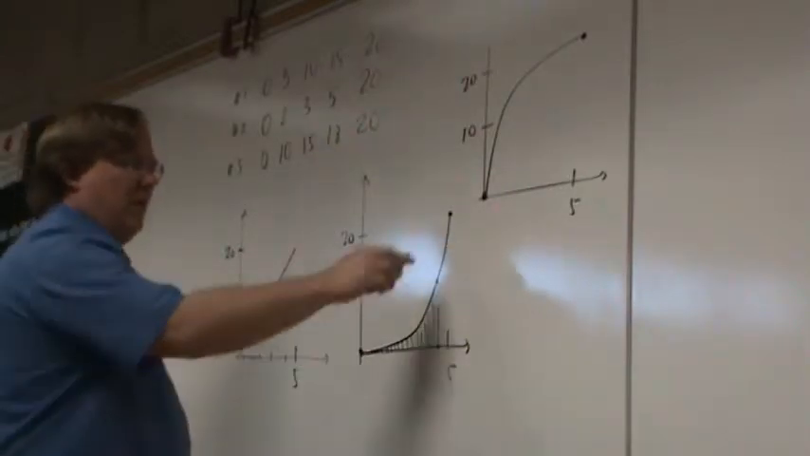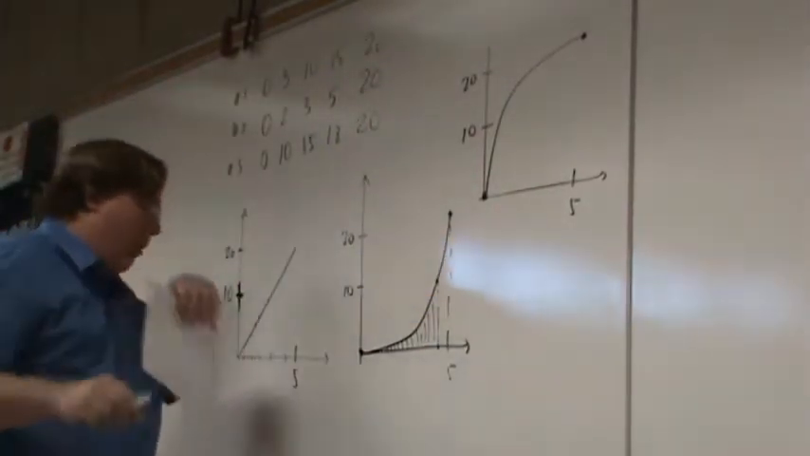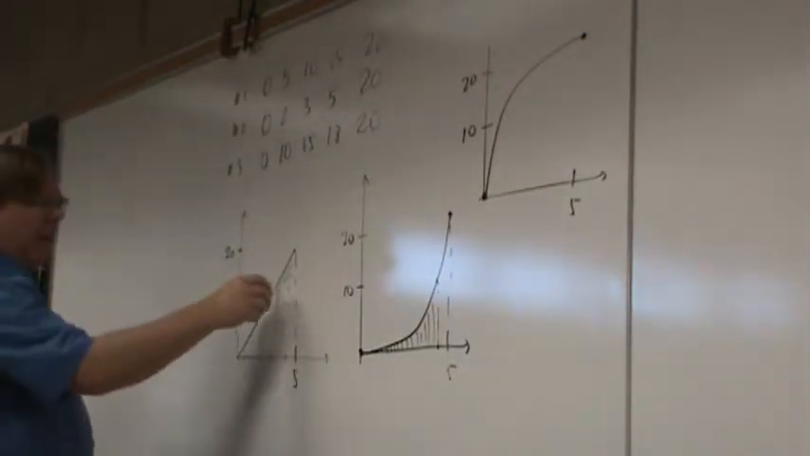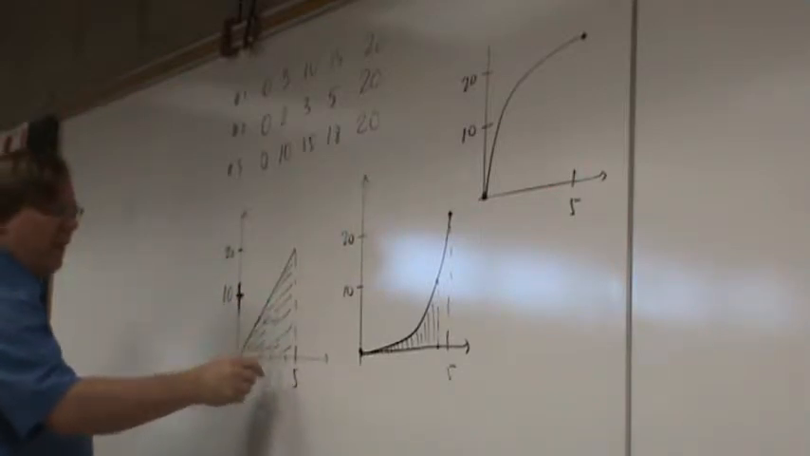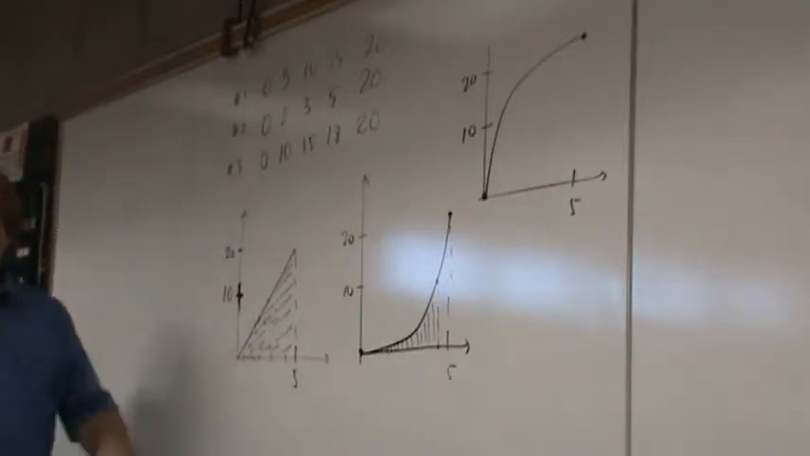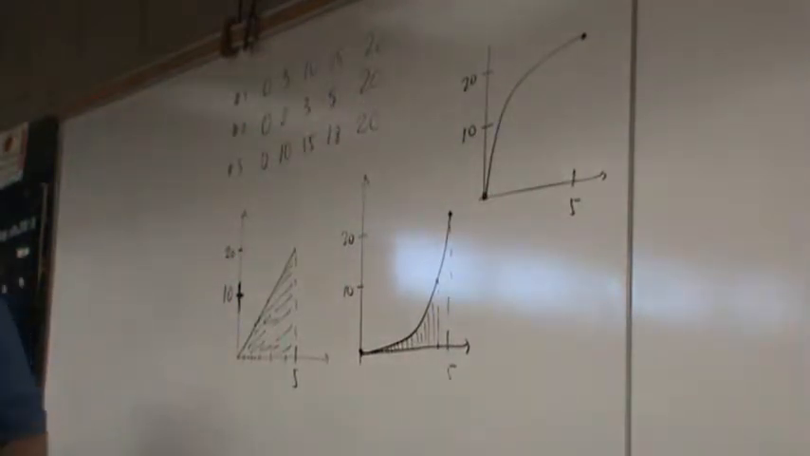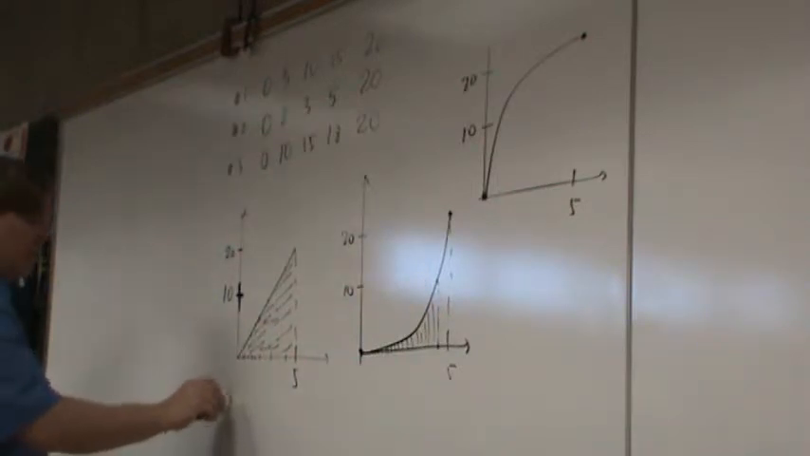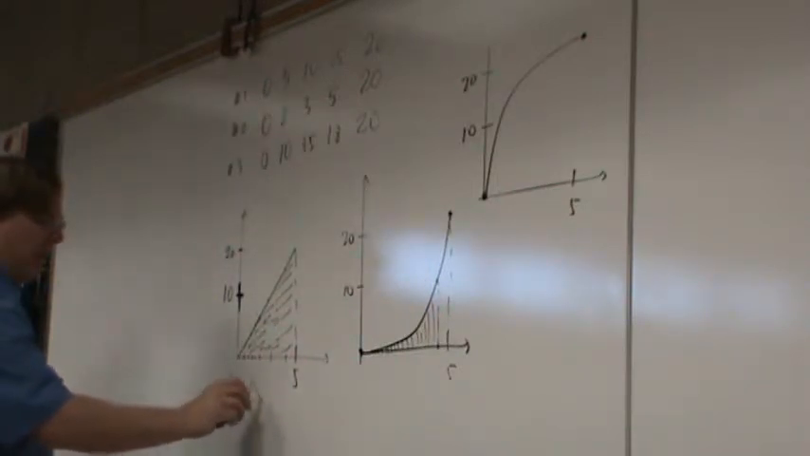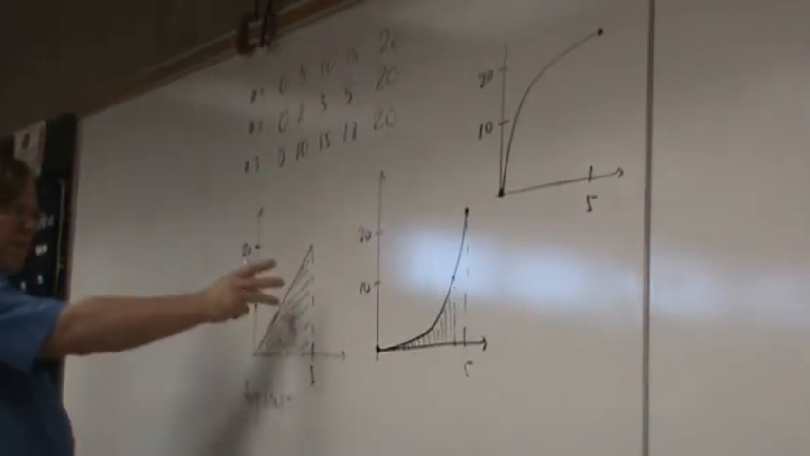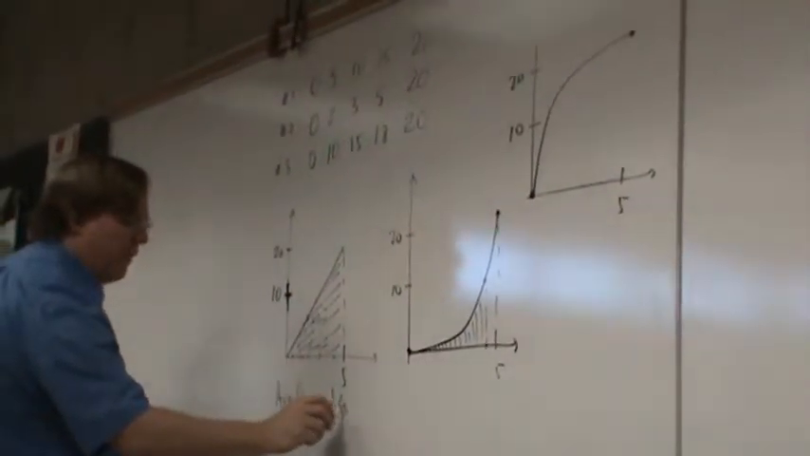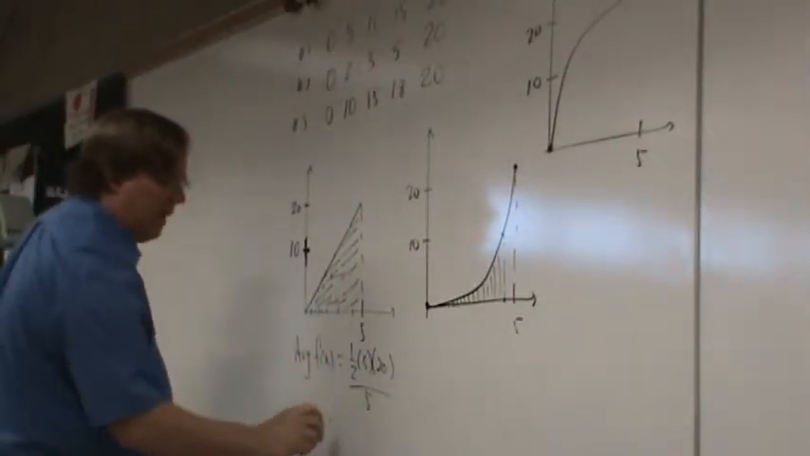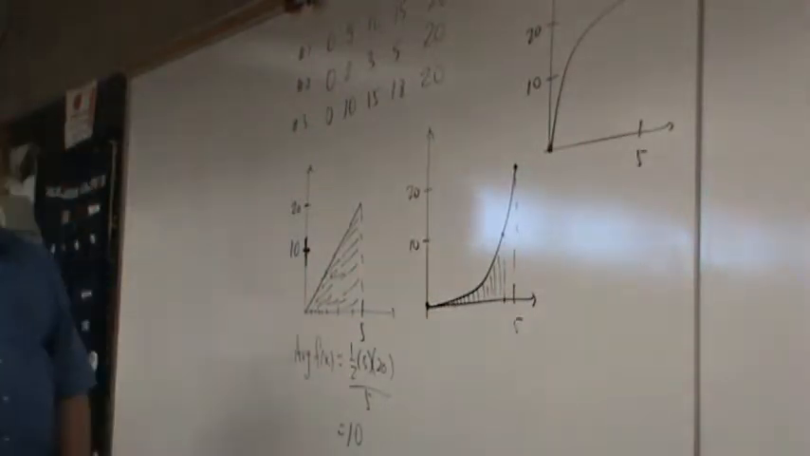It turns out we get the average value of a function by getting the area under the graph and then dividing by the x distance, the width of the graph. That's how I'm going to end up getting the average value of the function. So the average value of f of x in this case is going to be the area of this triangle, which is 1/2 times 5 times 20, and then it'll be divided by 5. So the average value of this function is going to be 10.